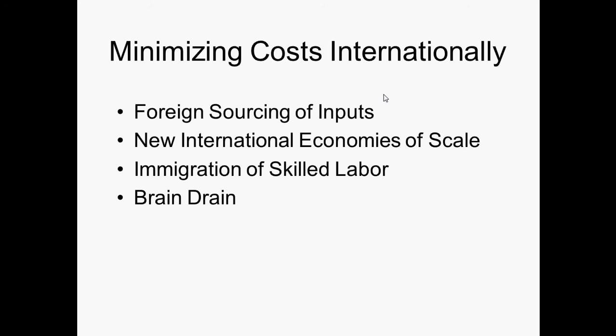Stepping away from the mathematical models for a moment, what's going on in general with cost? What kinds of things do managers need to think about if you're trying to minimize costs internationally? A lot of times you might want to get goods from foreign sources. Often foreign sources will be able to supply inputs cheaper. Possibly they can supply them with higher quality.